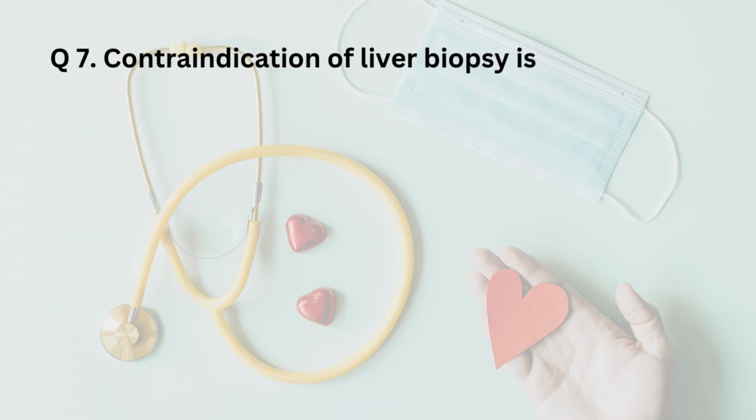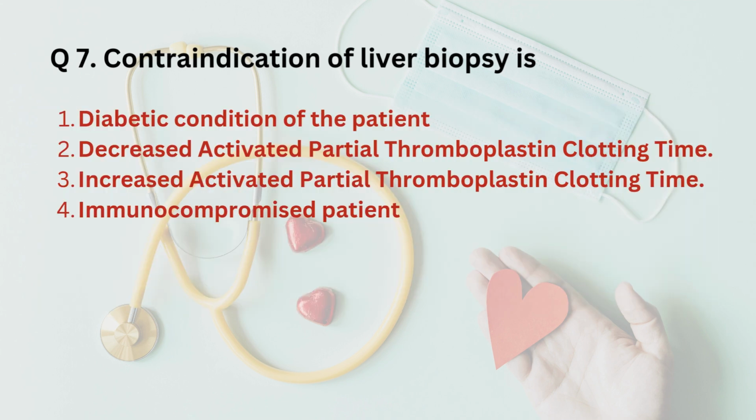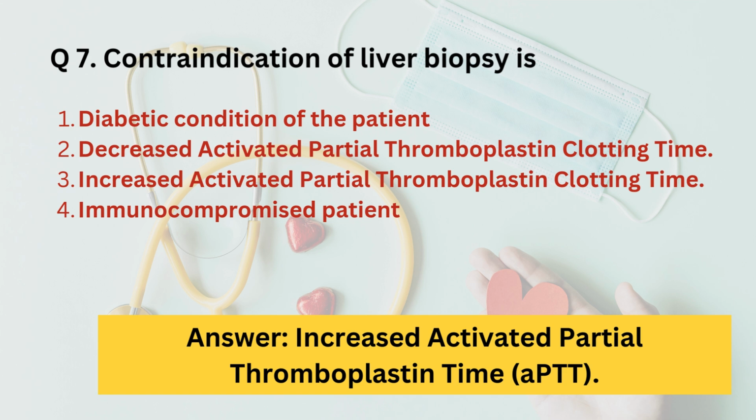Next question is contraindication of liver biopsy is. Options are diabetic condition of the patient, decreased activated partial thromboplastin clotting time, that is APTT. Third option is increased activated partial thromboplastin clotting time. Last option is immunocompromised patient. Here the correct answer is increased activated partial thromboplastin time, that is increased APTT.